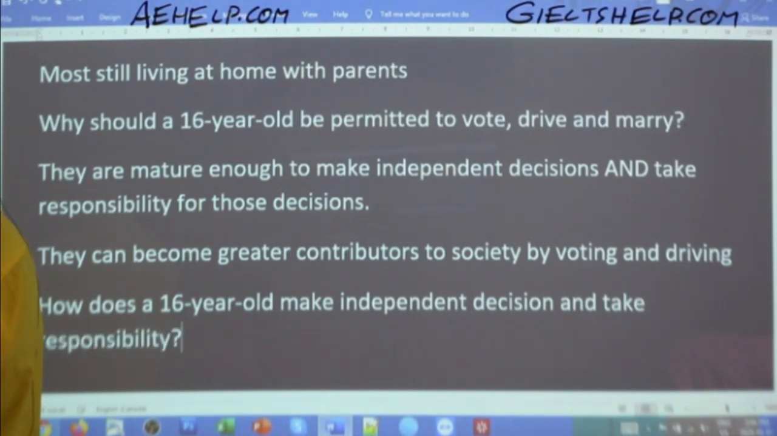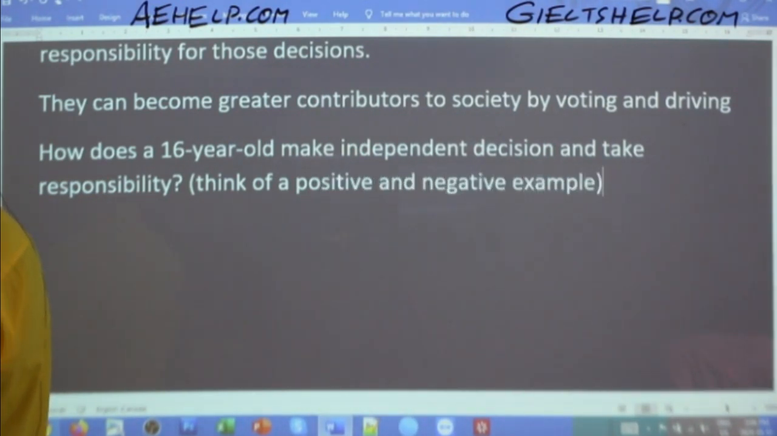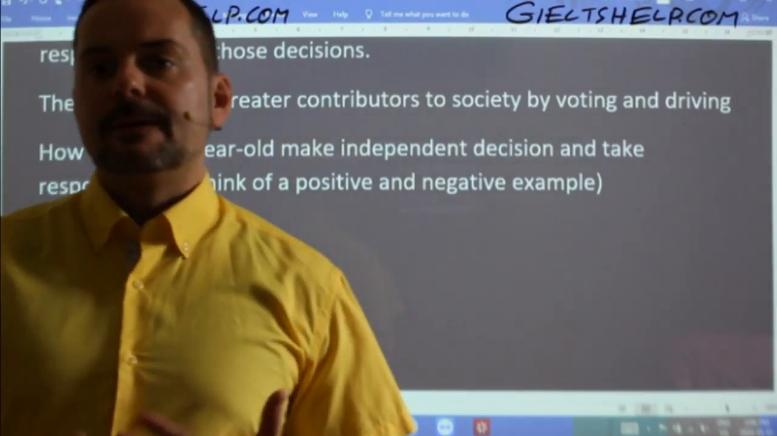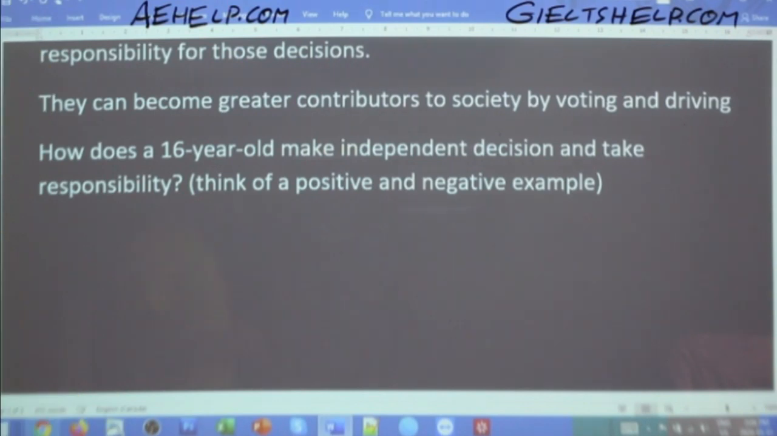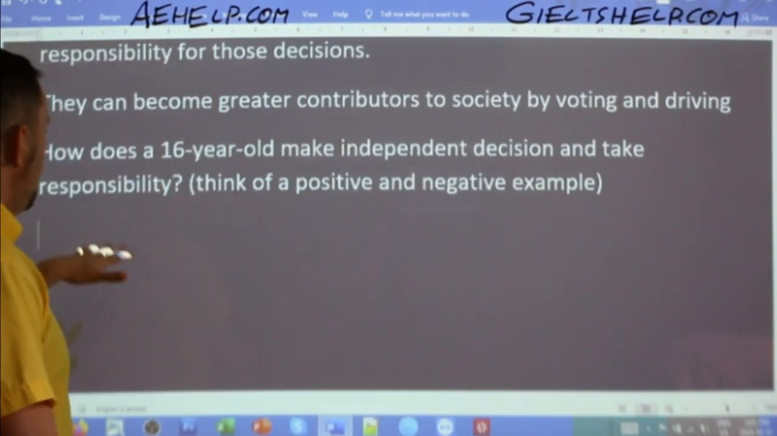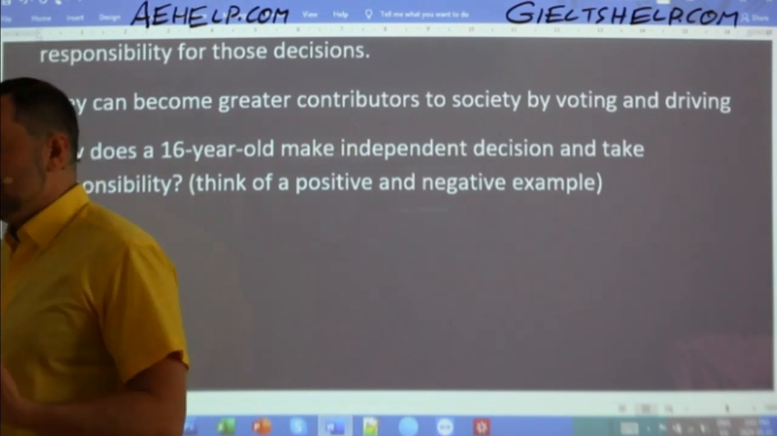So here, what I'd like you to do is think of a positive and negative example. Again, I'm walking you through the planning process here. So think of a negative and positive example of how a 16-year-old can make an independent decision and take responsibility. Give me whatever comes to mind here.